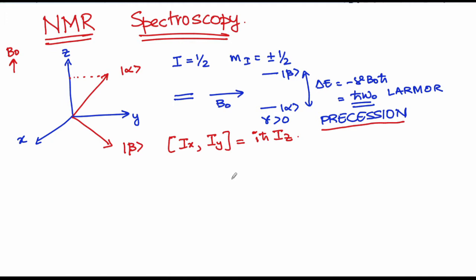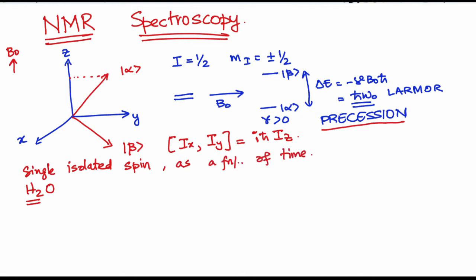Let's take a moment to understand what this means. You could be looking at a single isolated spin. What do I mean by that? Let's say a single molecule of water, where we are looking at the water protons. A single isolated spin as a function of time just means that at a certain moment you might find the spin there, some other moment you might find it there, and at some other instant you might find it here.